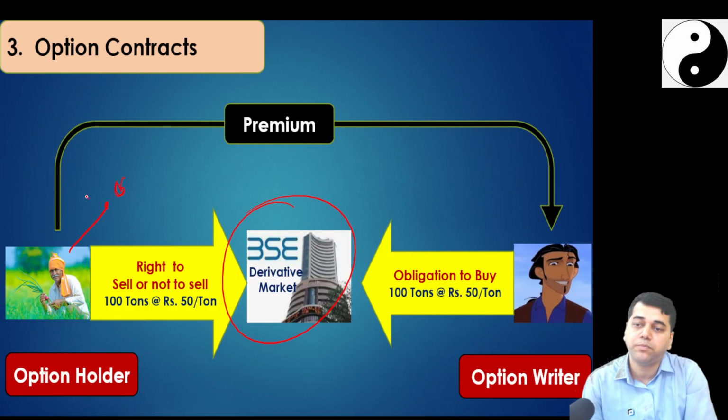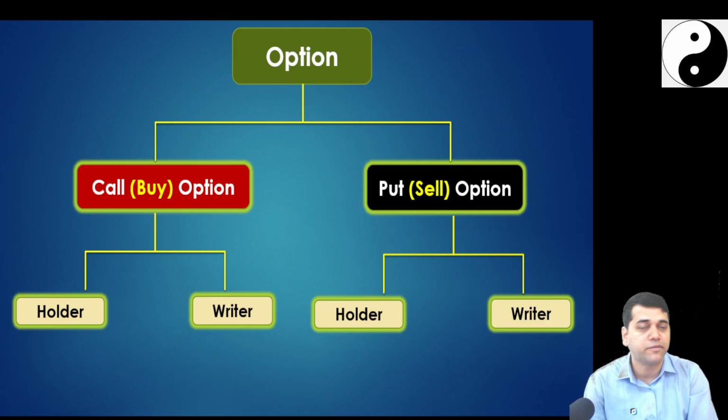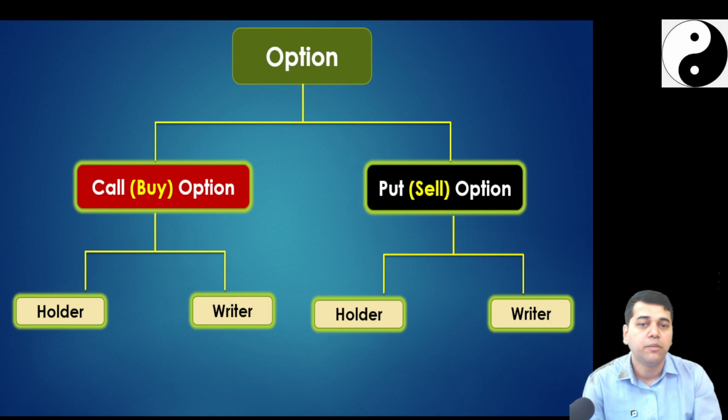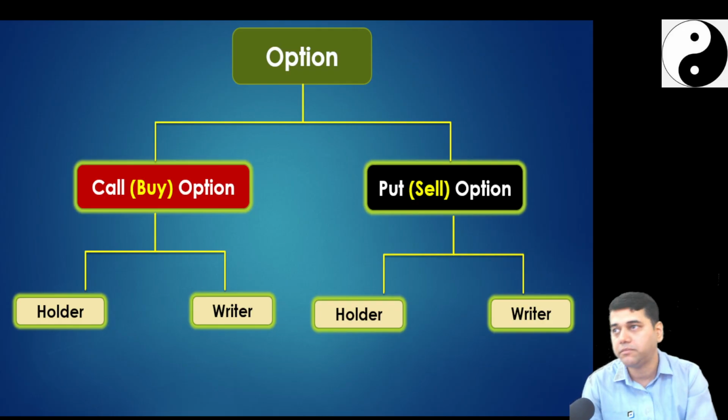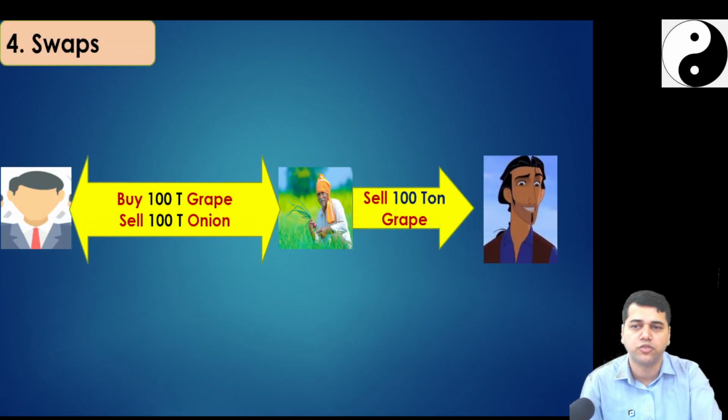So that he has to pay the premium to the opposite party. So there can be two types of option called a call option and a put option. Call option is also called a buy option. Put option is called a sell option. Put option holder, writer. Call option holder, writer. Yes, with the AFM your concepts will be much surer.